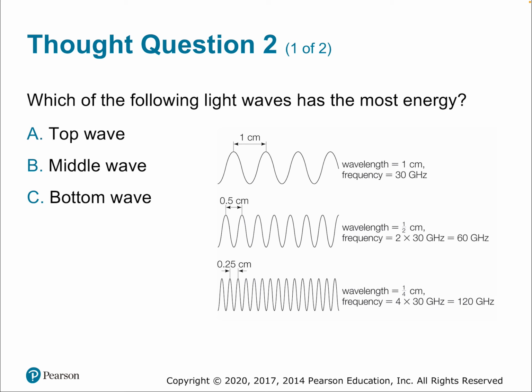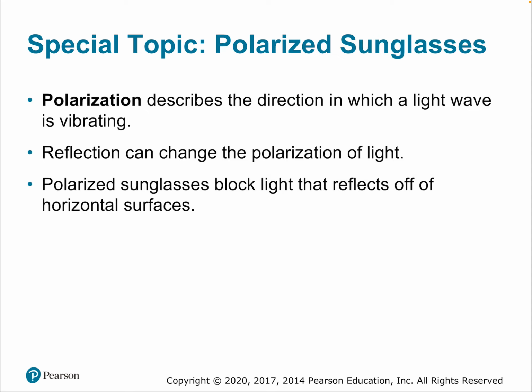Okay, let's see. It's the bottom, all right, because it has the smallest wavelength. Okay, if you compare between light, the light with the smallest wavelength will always be the one that carries the most energy per photon, okay, invariably.